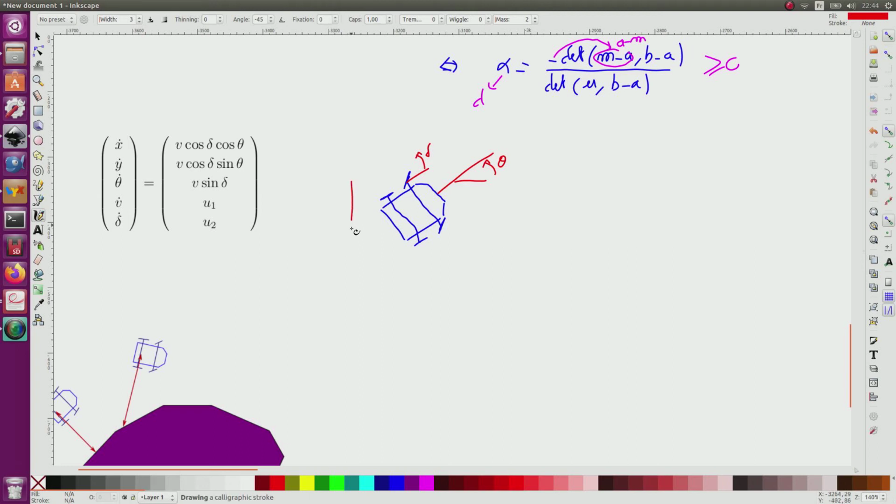Also, here I have x and y, the position of the center. Here the speed v of the car corresponds to the speed of this point here. And u1 is the control of the speed, so it is the accelerator, and u2 makes it possible to change the angle of the front wheel.